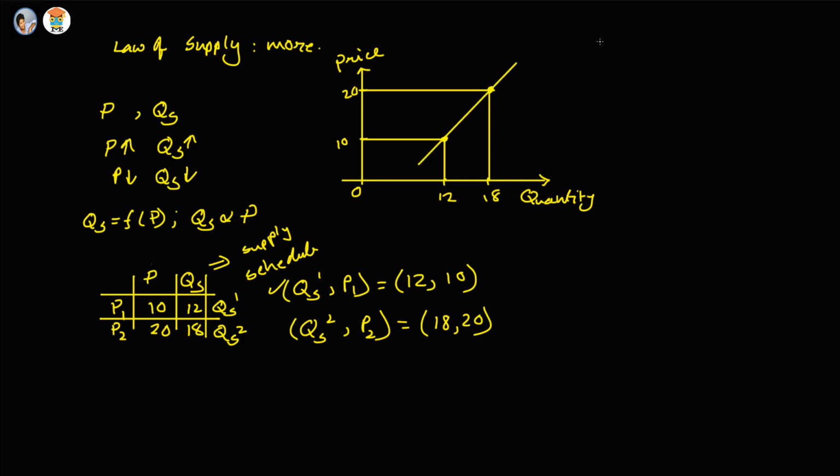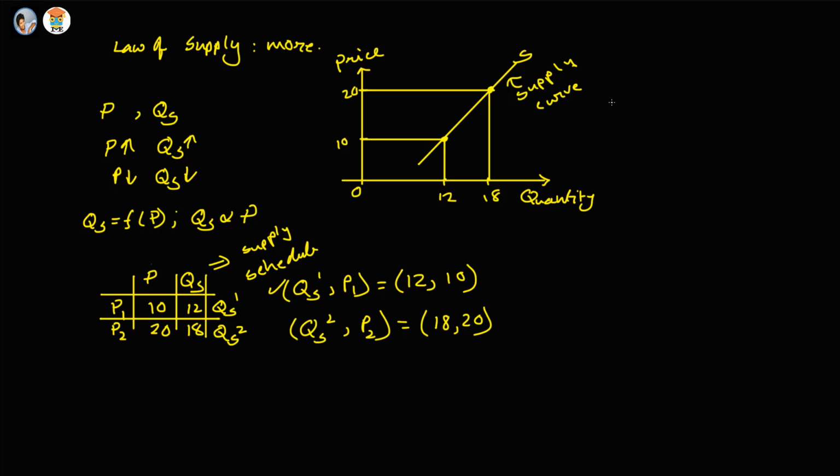We draw a straight line which goes through both of these points. This upward sloping linear line is known as the supply curve. We have just assumed that these 2 points will make a linear supply curve. Supply curves can be non-linear.